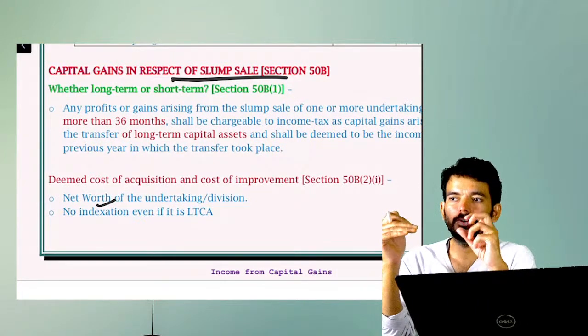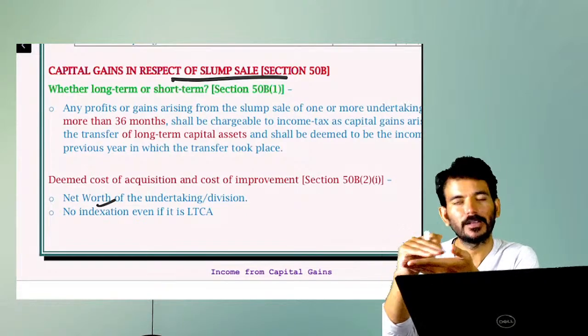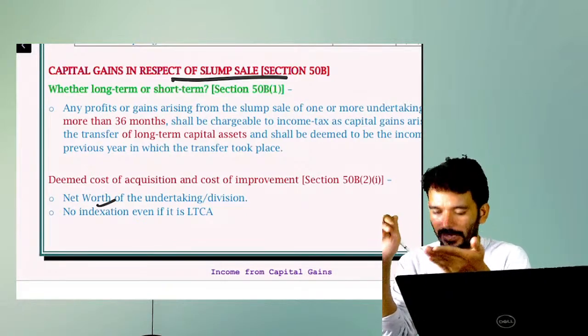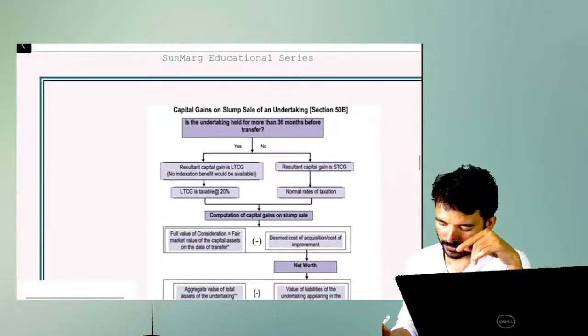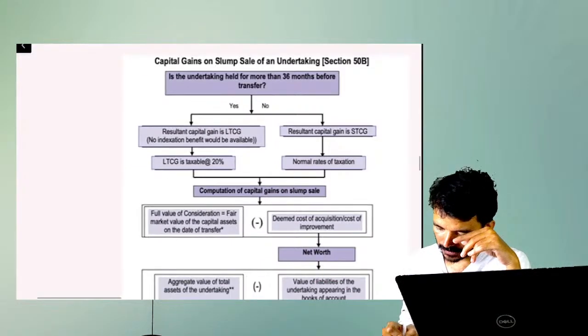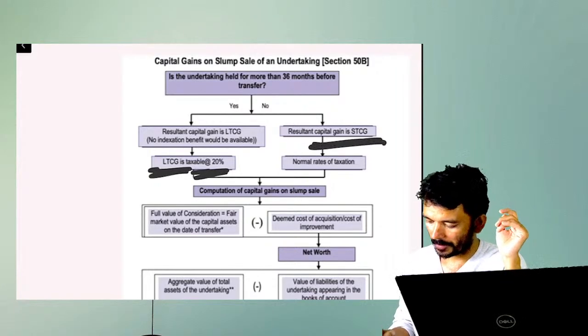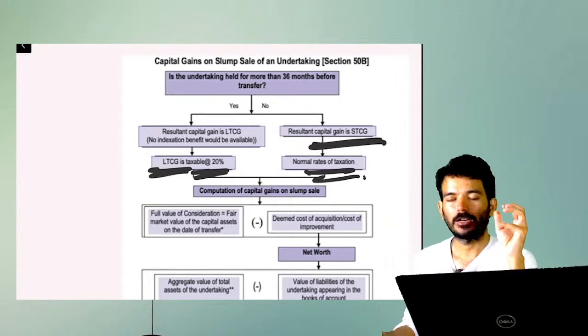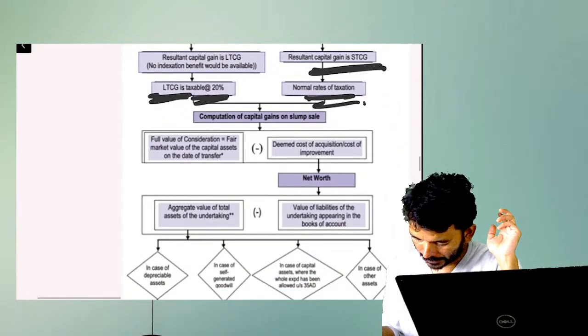And for depreciable assets, anyway for income tax calculations you will be having WDV, right? As per WDV you take the values. So there won't be any indexation. You will be calculating the net worth. If it is held for more than 36 months, it is long term and you will be paying tax at 20%. If it is short term, you will be paying it at normal tax rates. And one more thing, if the value is more, surcharge also will be applicable.